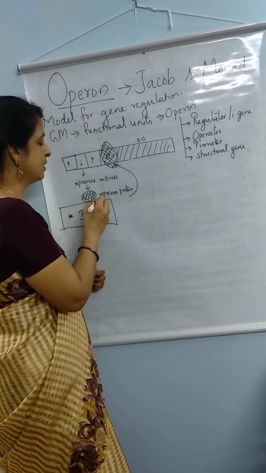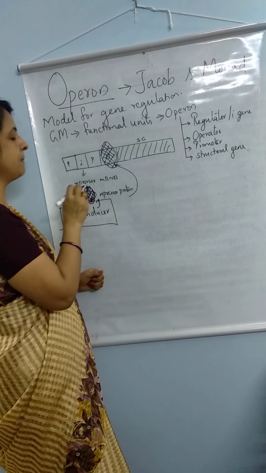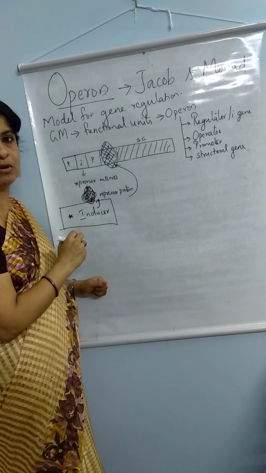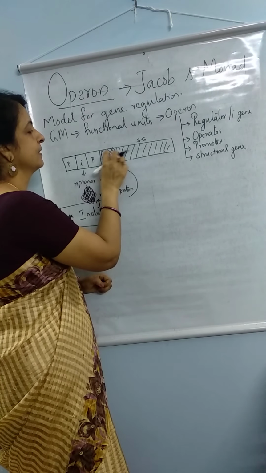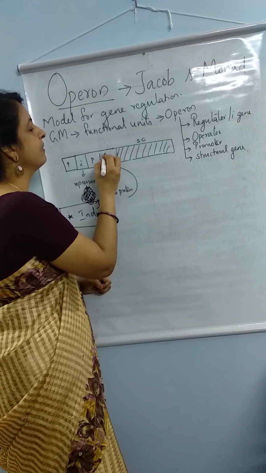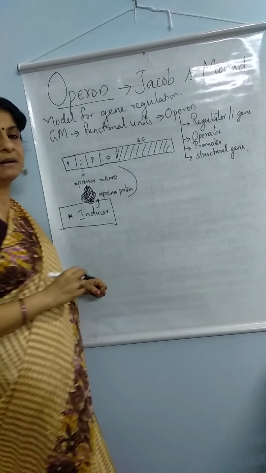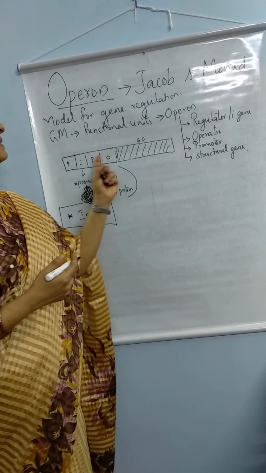So inducer will go and bind with it like this. If inducer binds with the repressor, what will happen? Repressor cannot bind here. So repressor cannot bind here, and so what will happen? This region becomes free. So the switch gets on and the process will start.